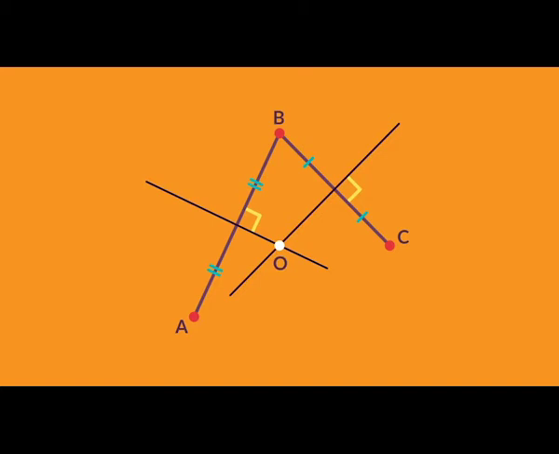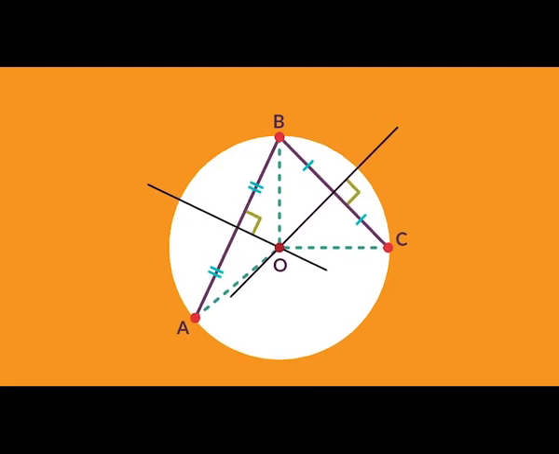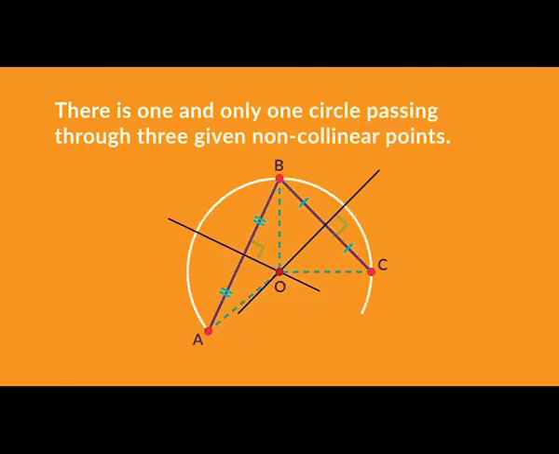The radius of the circle is the distance between the center O and any point on the circle. So if we set a compass to length OA and draw a circle, we should find it goes through the other 2 points. But can we show that this will always work and prove the theorem? That there is one and only one circle passing through 3 given non-collinear points.